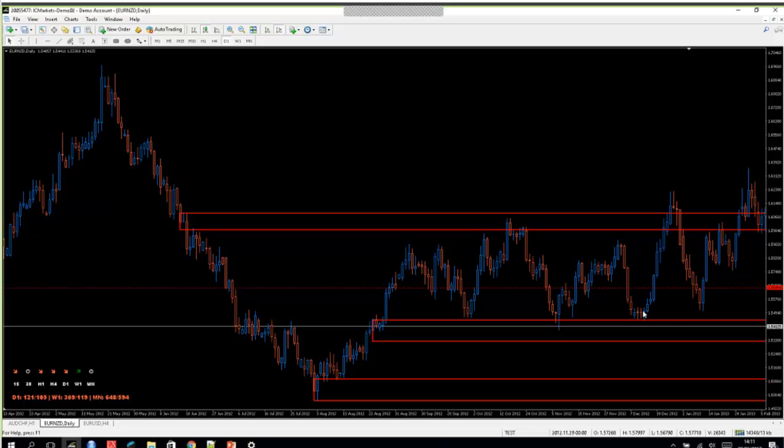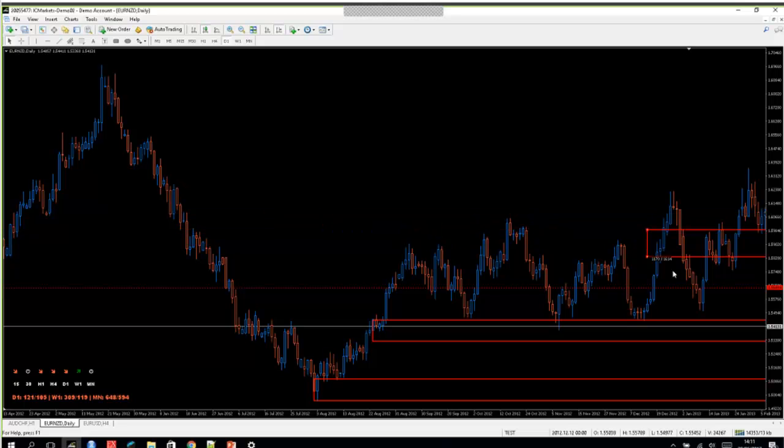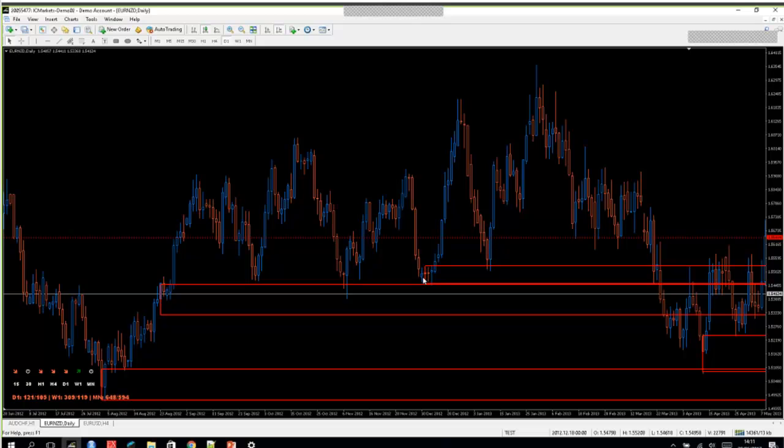Then you ask yourself that question again. What area of demand took this out? Well, it's this one just here. So you move this to here, like so. And this is when you trade. And this is where price came back to. It left, it went higher, it came back, it tested the area, and it wriggled around for a while.